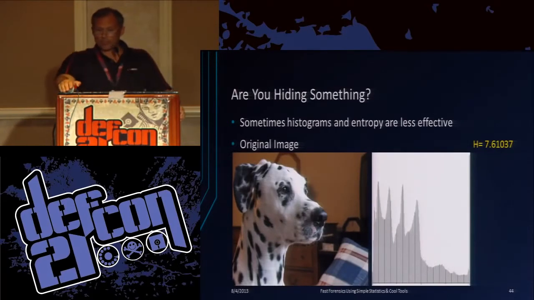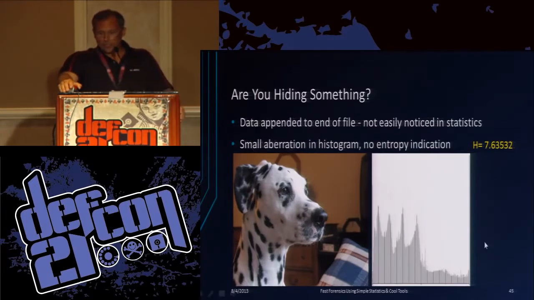All right, so histograms and entropy aren't always effective. This is the full color bitmap that you saw earlier in black and white. You see how it's fairly smooth. And let's see if we're hiding something. Data appended to the end of the file. Statistics don't really tell you a lot about it.